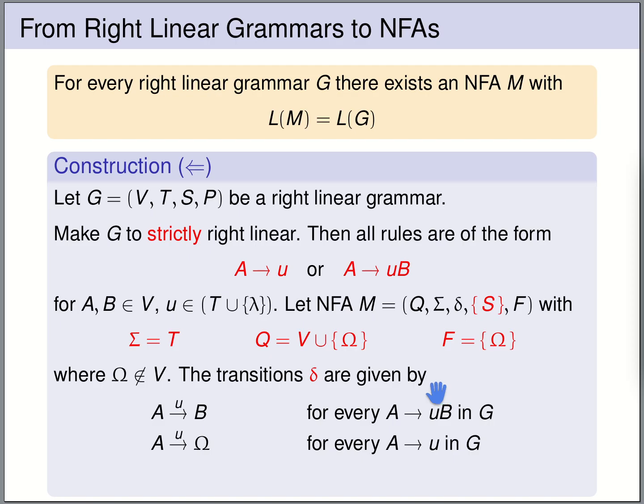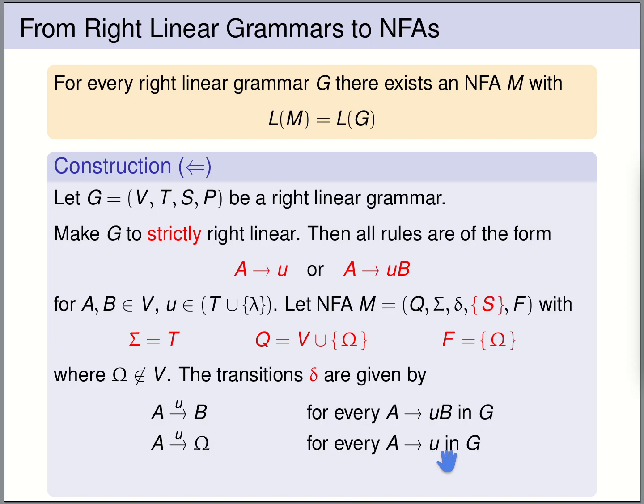So u here can be either lambda, then we have a lambda transition, or it's a single letter, then we have a normal transition for an alphabet letter. And additionally, we have some transitions to our new final state omega. So we have a transition from A with label u to omega if in the grammar we have a rule A rewrites to u without a variable.